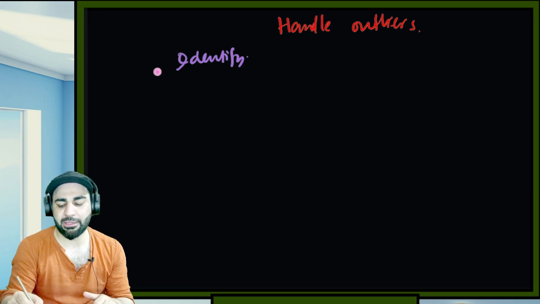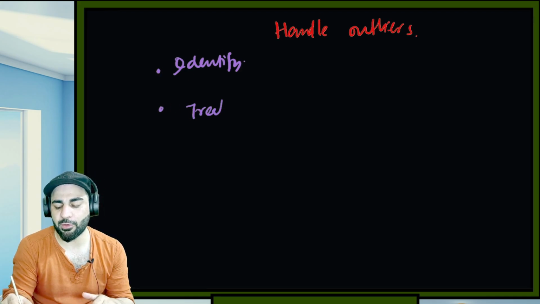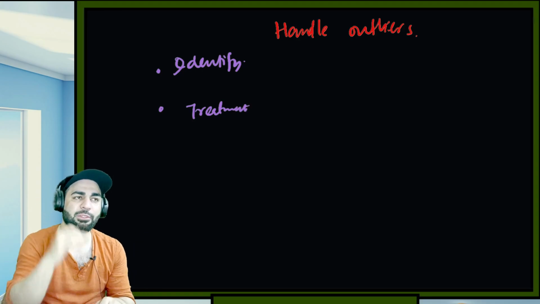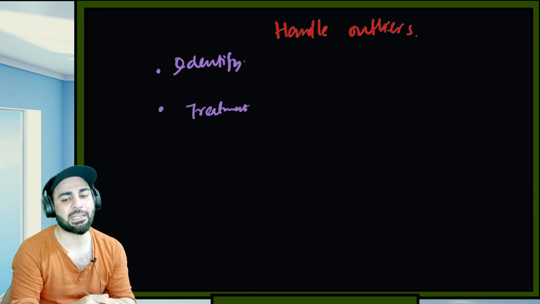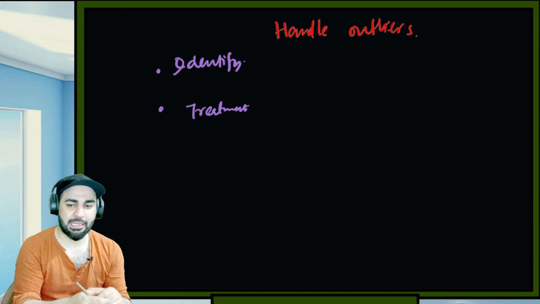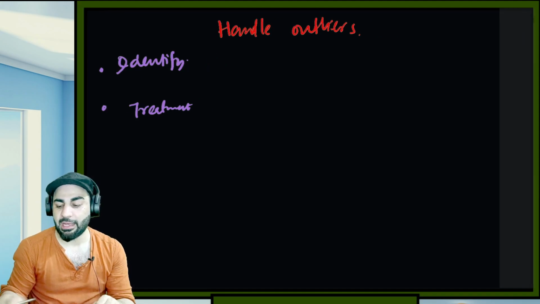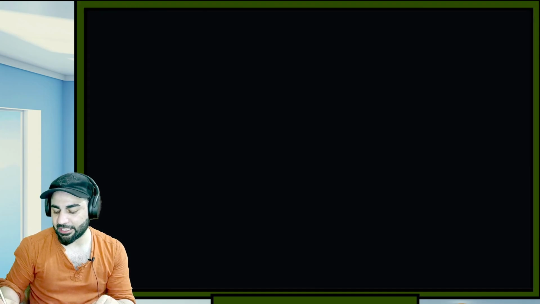Then what is the treatment? This was identification, now how to treat them. We'll also see these methods in code. You can remove these extreme values. You can cap them, you can limit them, saying from this point I won't accept it. You can also transform them, applying techniques like square root transformation, log transformation, and so on to handle these outliers.